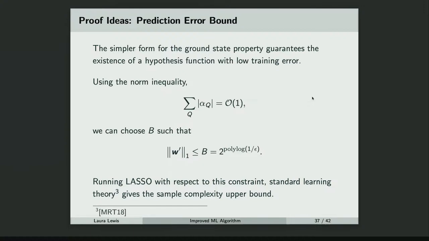And so then by the previous guarantee that I showed for lasso, which depended on B and the size of the feature space, if we also bound above the size of the feature space, which is very similar to the proof of this, then we just plug all of these things into the standard learning theory bounds, and we get a sample complexity upper bound. Okay, so after the previous two parts of the proof, it really is kind of just a plug and chug into that theorem.